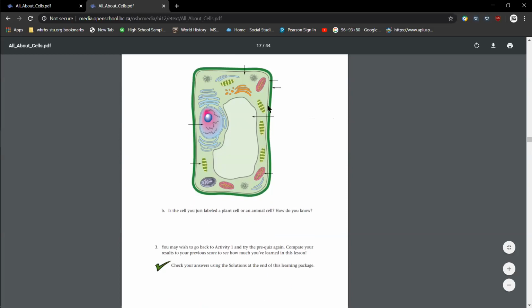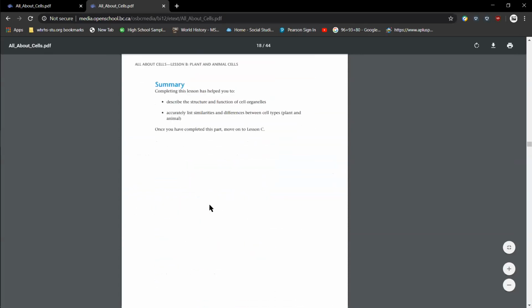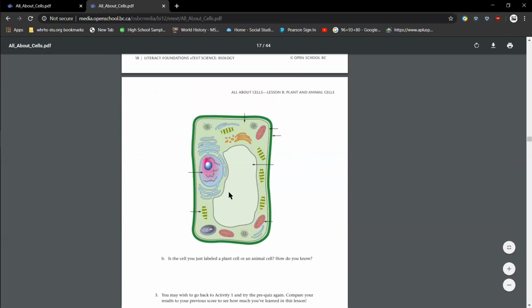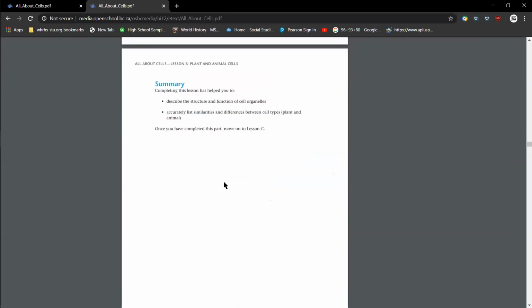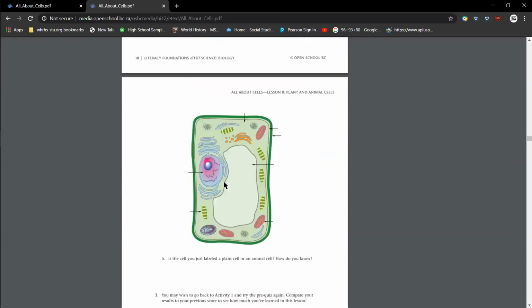So the next question is, is the cell you labeled a plant cell or animal cell? It's definitely a plant cell because it has the vacuole, cell wall, and the chloroplasts. Okay, so those are all the cell organelles. If you are a little bit unsure of what we just said and you're kind of confused, don't hesitate to ask. It's a lot of information. Just type your questions in the chat and I will answer.